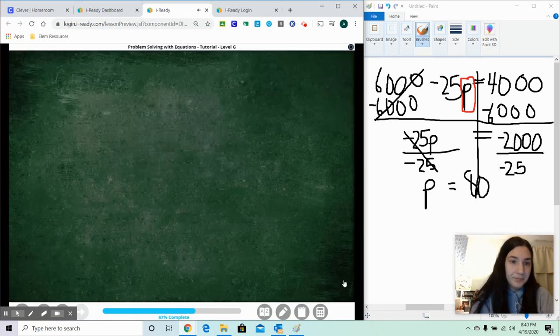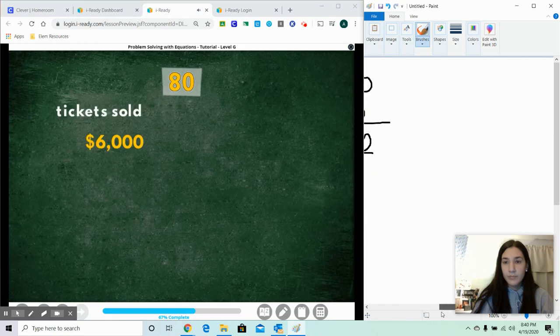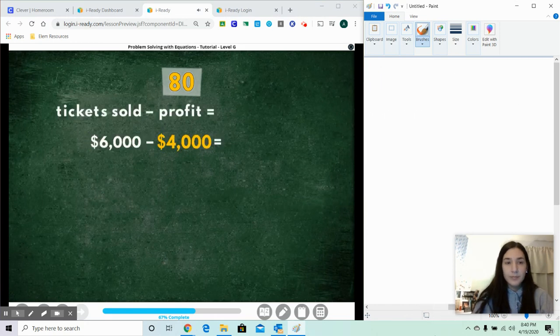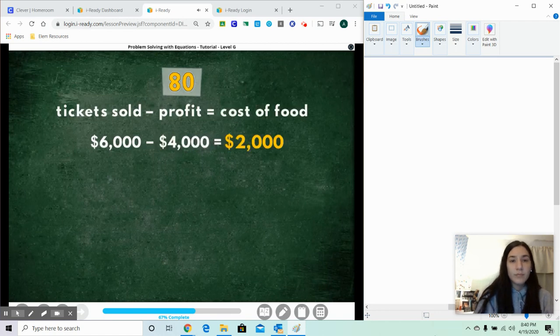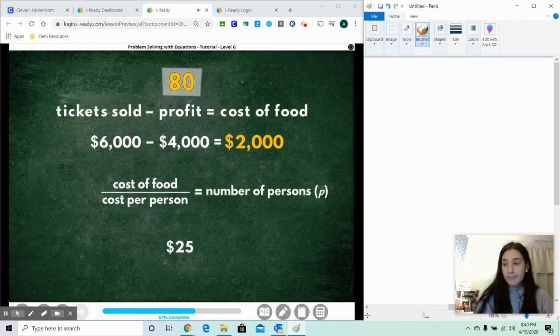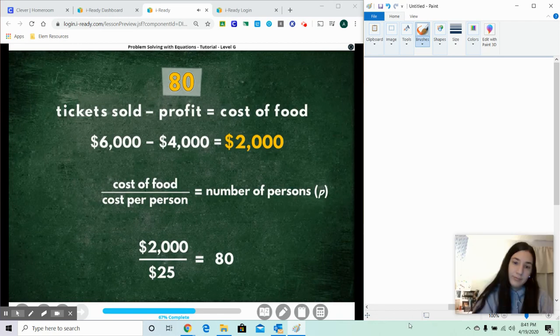Next. I'm glad we figured this out. I should have known that the answer was around 80 because if we made $6,000 on ticket sales and $4,000 profit, then the total food cost would have been $2,000. And since it costs $25 per person for food, 2,000 divided by 25 equals 80. That's numerical, and a good way to check the reasonableness of our answer.